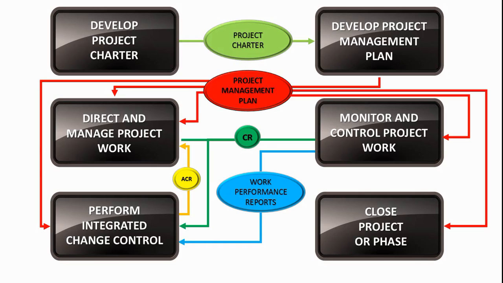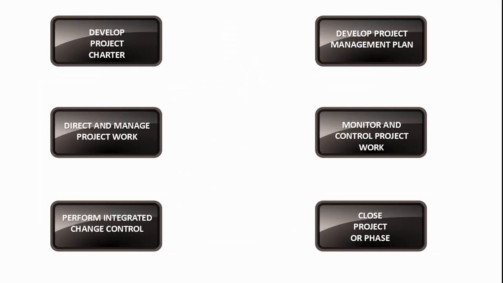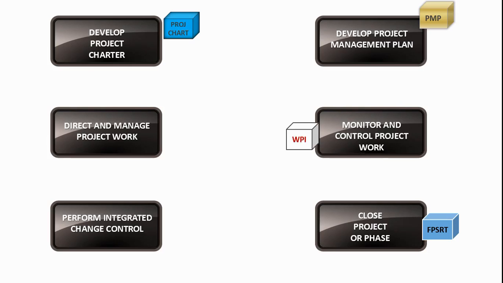Now let's just have a few final notes here to show you those key outputs one more time. Develop project charter. We know we've got our project charter coming out. Develop project management plan. We've got our project management plan coming out. Close project or phase. We've got final product, service, or result transition as an output. Monitor and control project work. We've got work performance information as an input. We have the project management plan, of course, as an input.